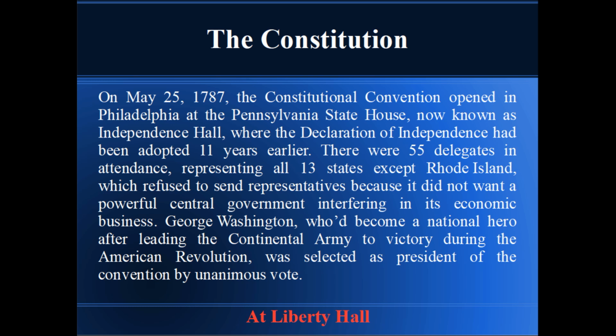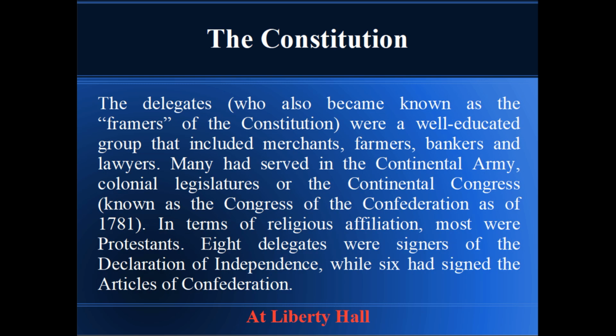George Washington, who'd become a national hero after leading the Continental Army to victory during the American Revolution, was selected as president of the convention by unanimous vote. The delegates, who also became known as the framers of the Constitution, were a well-educated group that included merchants, farmers, bankers, and lawyers. Many had served in the Continental Army, colonial legislatures, or the Continental Congress, known as the Congress of the Confederation, as of 1781.